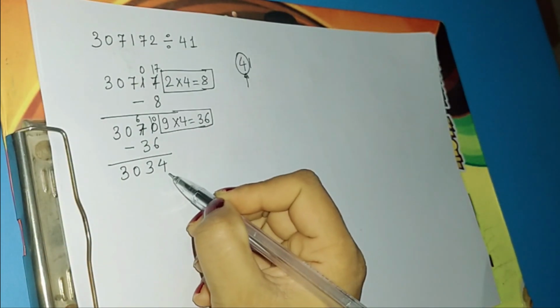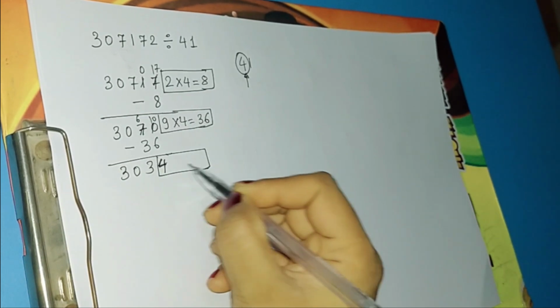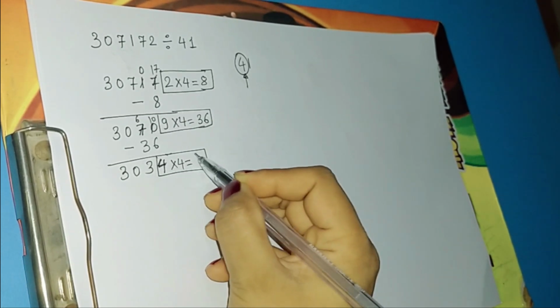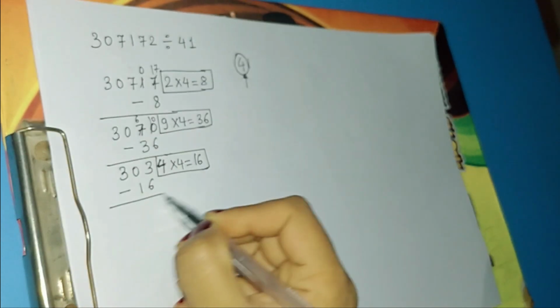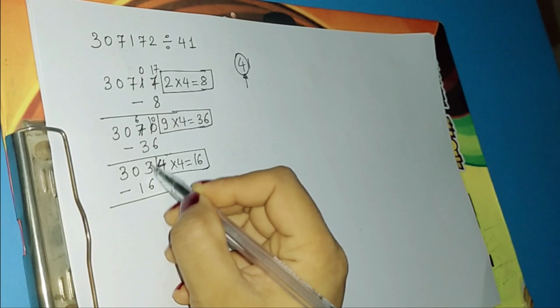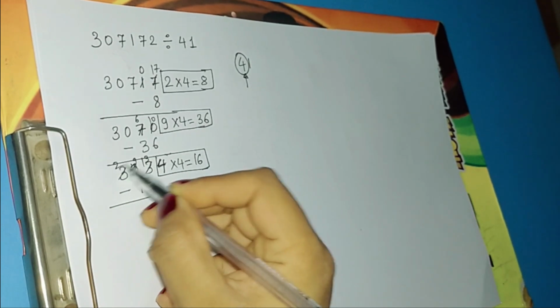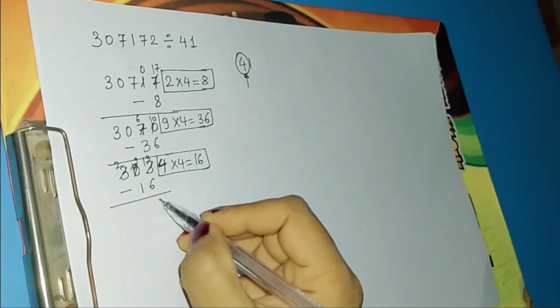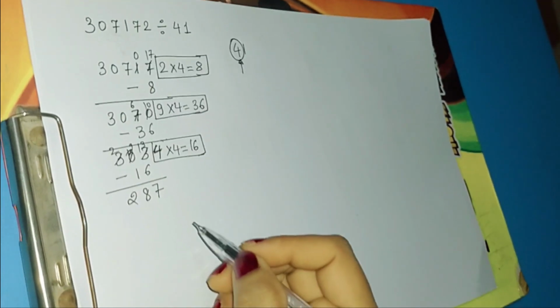Now again we got a number. So we need to take the last digit, 4 in our case. Let's multiply this by 4. 4 times 4 is 16. We need to subtract the 16 from this 303. So here it is 13, here it is 10 and then 9, here it is 2. So here 13 minus 6 is 7, here it is 8 and here it is 2.